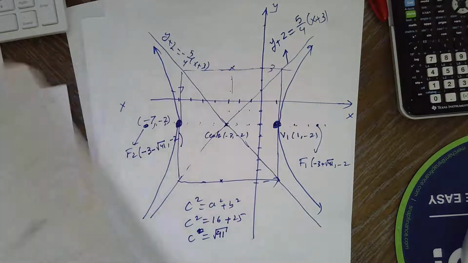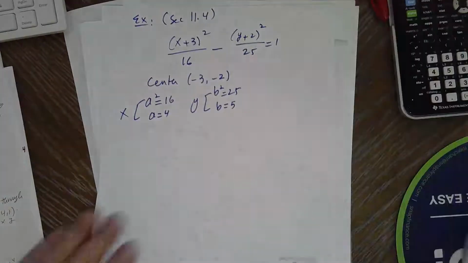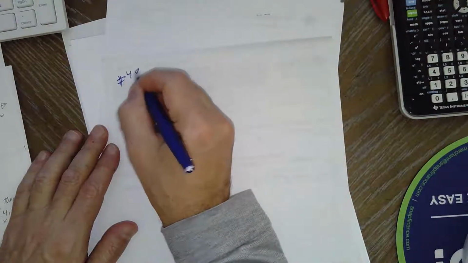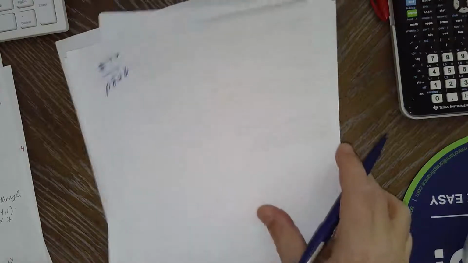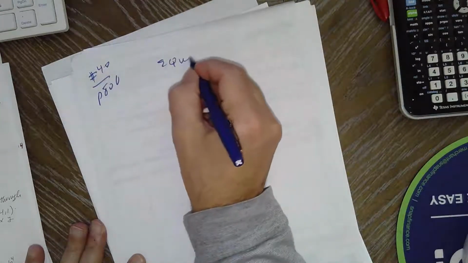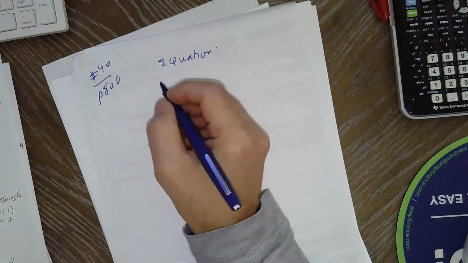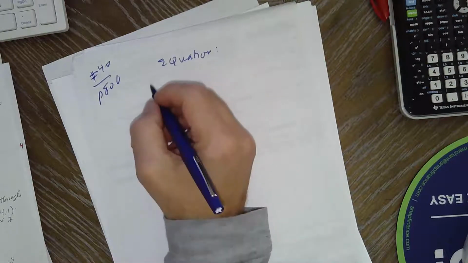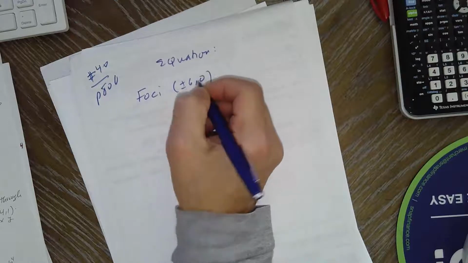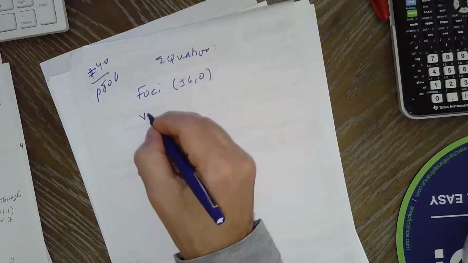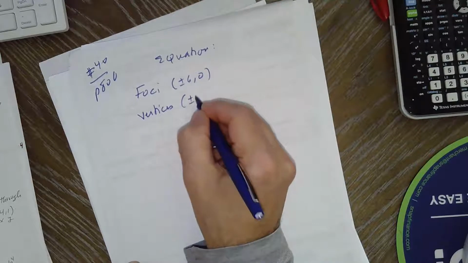Okay, number 40, page 806. It says, find the equation of a hyperbola that satisfies the given condition. So now we don't have the equation, we need to find the equation. The foci are plus or minus 6, 0, and the vertices are plus or minus 2, 0.